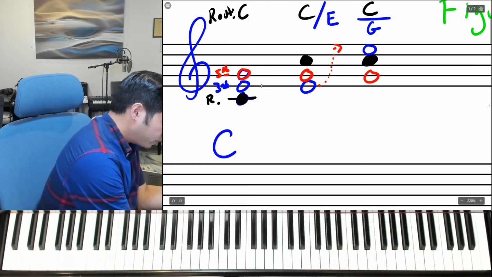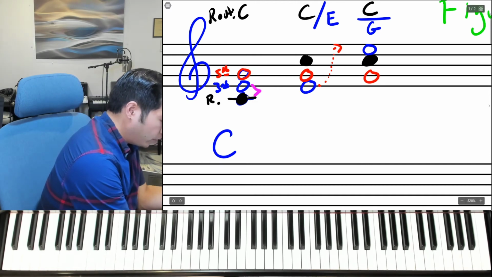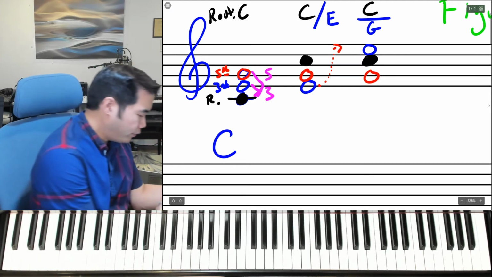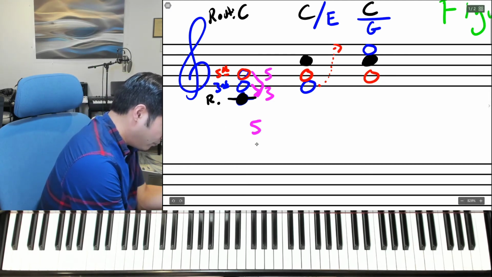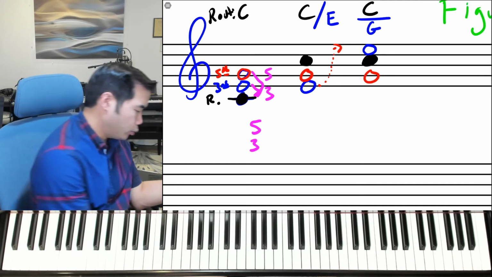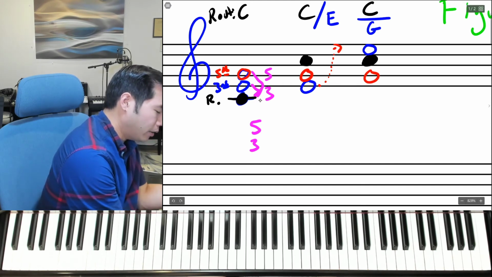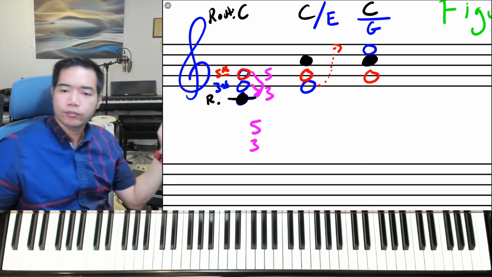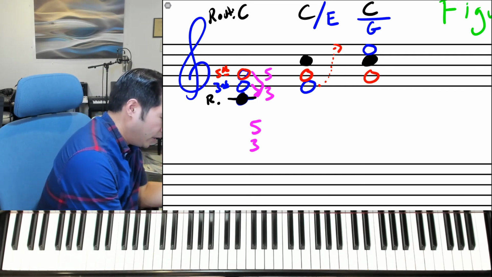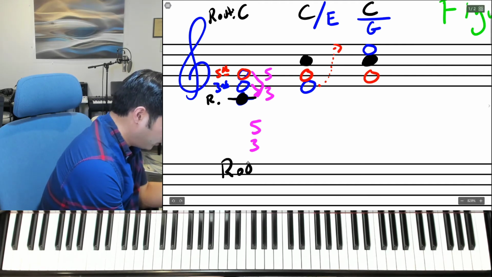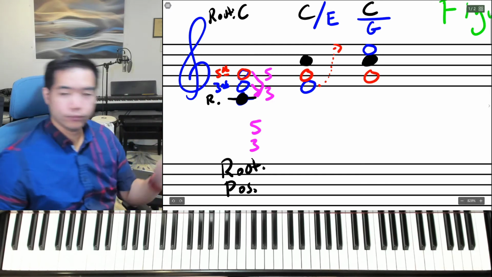So for example, the interval between the third and the bass note is a third. The interval between the fifth and the bass note is a fifth. So this figured bass would be 5-3. Because we have a fifth between the top note and the bass note, and a third between the middle note and the bass note. So that means that 5-3 always refers to a root position triad.